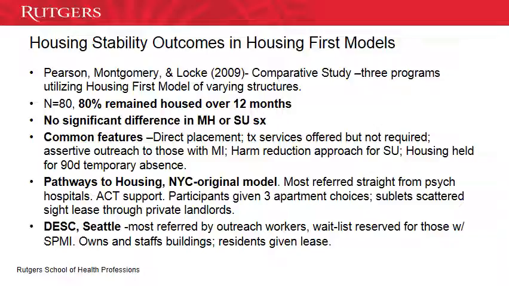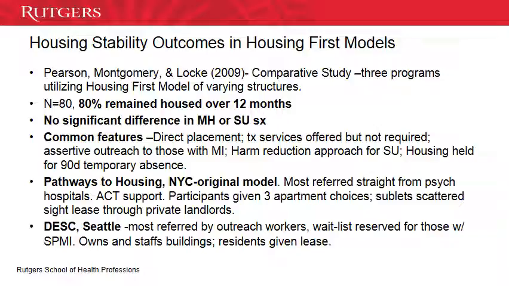So Pathways to Housing is based in New York City. It is the original Housing First model. In this study, the majority were referred straight from psychiatric hospitals, which was actually key in the outcome of the study. Other components included assertive community treatment support, and unique to Pathways was that the participants were given 3 apartment choices before they were permanently placed.